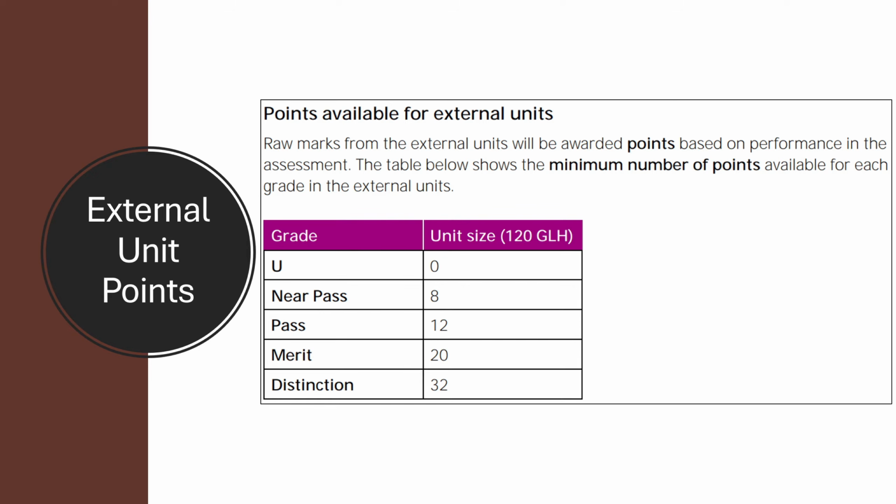And this is more or less the same thing, but for external units instead. So if on the exam you got a U, that's a fail, you get 0 points. If you got a near pass, you get 8 points. A pass would give you 12, a merit would give you 20 points, and a distinction would give you 32 points. A distinction for these units was typically very easy. I remember a distinction being like 40 marks out of 90, or like 45 marks, if memory serves right. So if getting 50% of a paper gives you a distinction, that's not a very hard paper, but it does require a lot of studying.